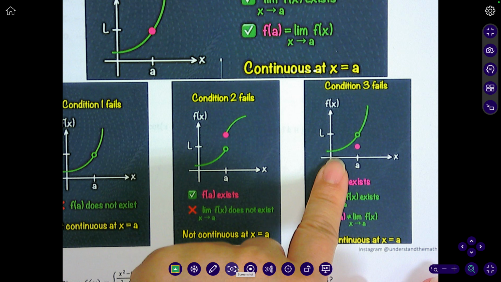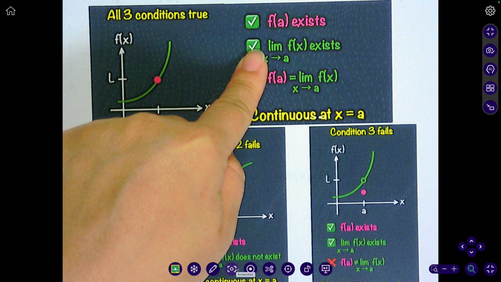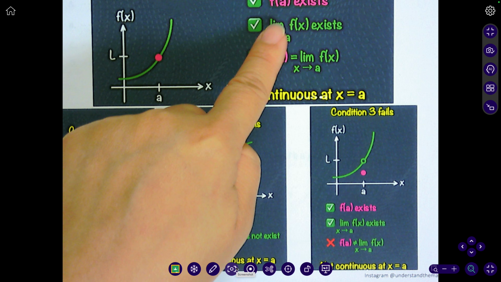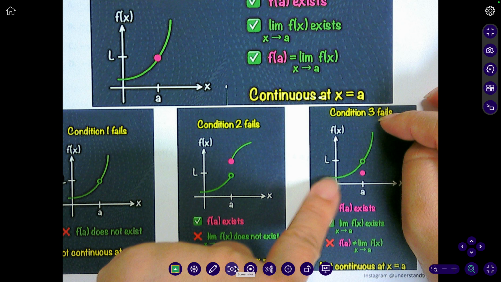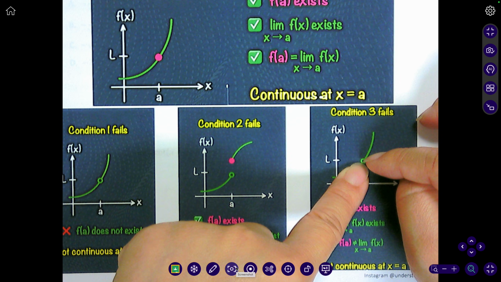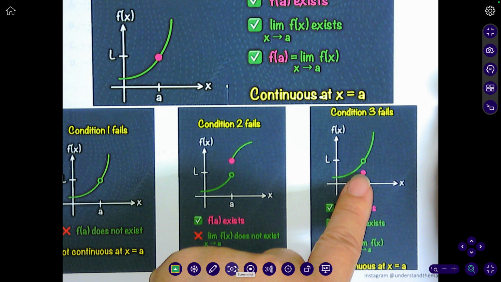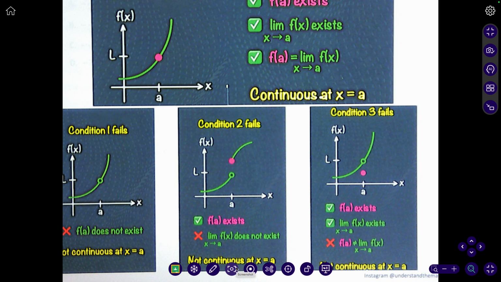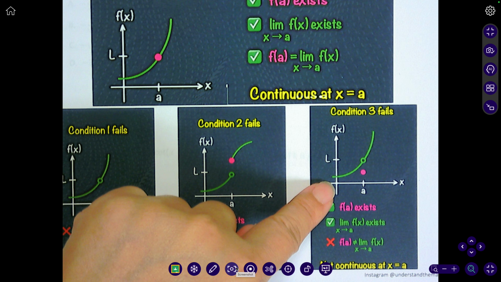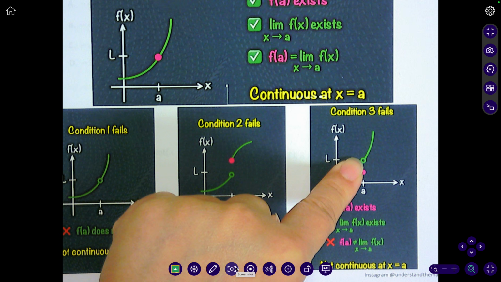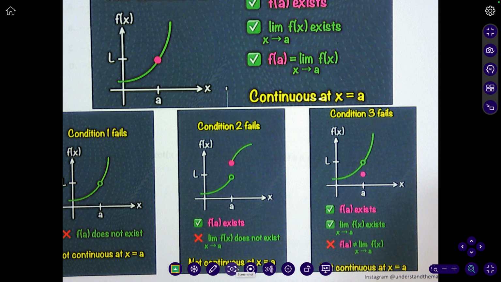If your condition 3 fails, that means conditions 1 and 2 are met, so the point exists. The point is right there. The limit exists. The limits from the left and from the right approach this y value. But you can see that the y value, which is your third condition, the y value of the point and the y value for your limit, they don't agree. You guys see that? So then based on that, your function still has a gap at that location. And because of that gap, the function is not continuous at x equal to a.